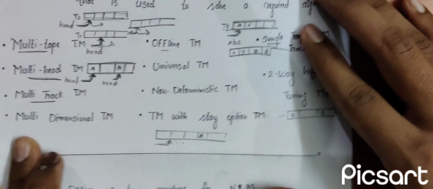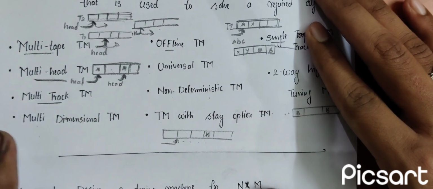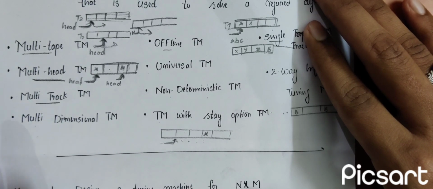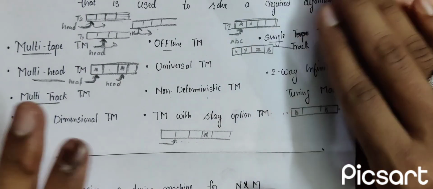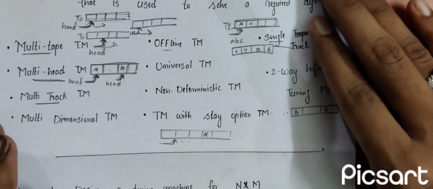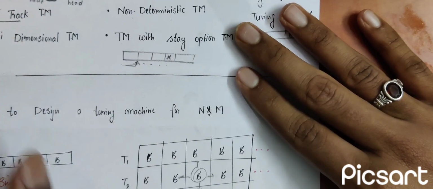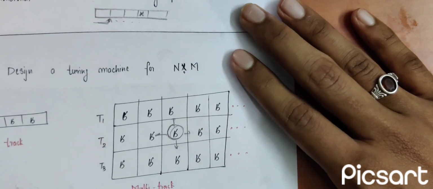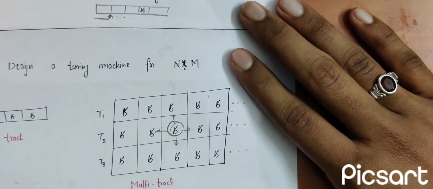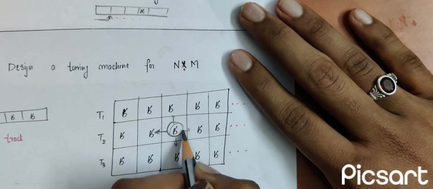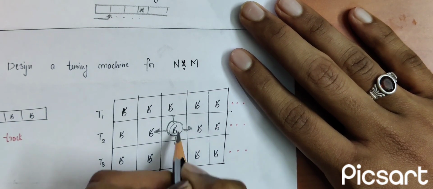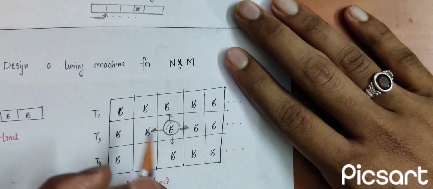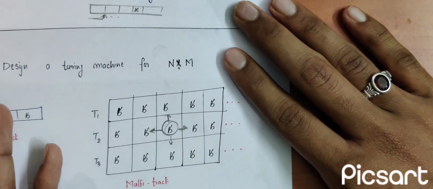The next one is the multi-dimensional Turing machine. In all the other Turing machines we follow one direction, that is, left to right or right to left. But in a multi-dimensional Turing machine, if I take this middle element as the head, it has access to move in any direction: top to bottom or bottom to top, left to right or right to left.